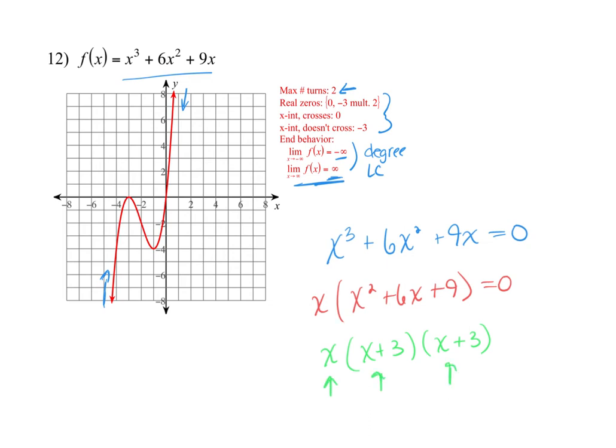Each one of these tells me where I have a 0. So you'll notice that up here in my answer key, my real zeros, I have 0, which I get from this. And then I have negative 3 multiplicity of 2 because I have a negative 3 and a negative 3. All right? So then I can answer the next question with that. It crosses the x-axis at 0 because that's an odd multiplicity. It doesn't cross it at negative 3 because it's an even multiplicity.